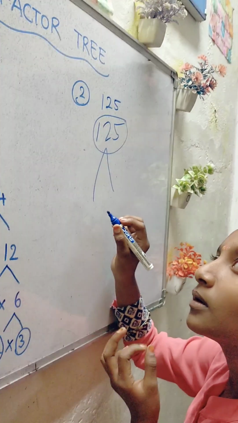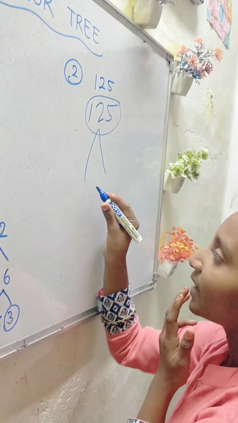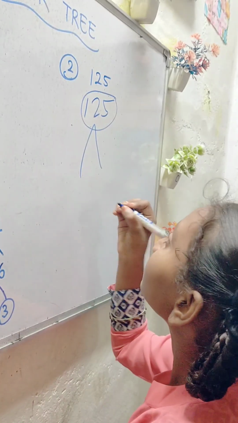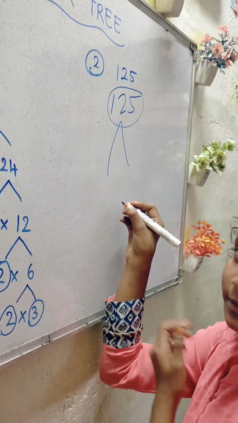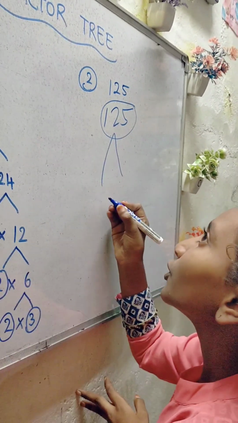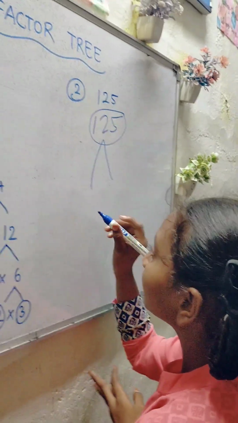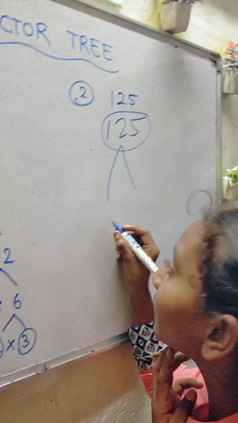Yes, you have to break down the composite number into its unique prime factors. It starts with the original number and then branches out into pairs of factors. Yes, continue. You have to continue the process till the end numbers are prime numbers. Yeah, in which table can you take 5?